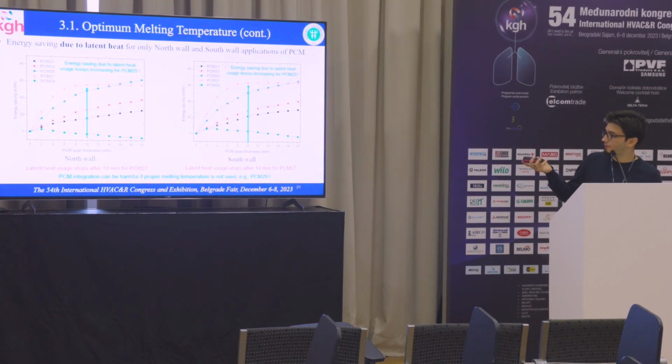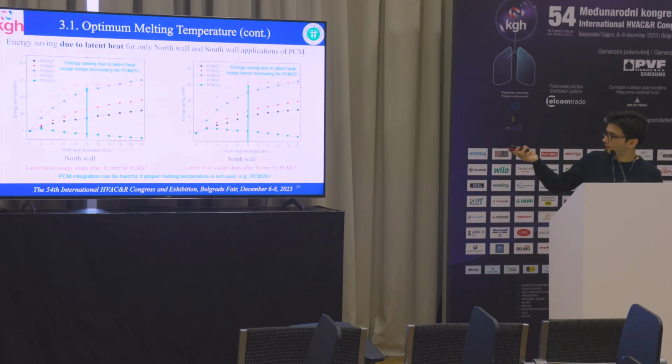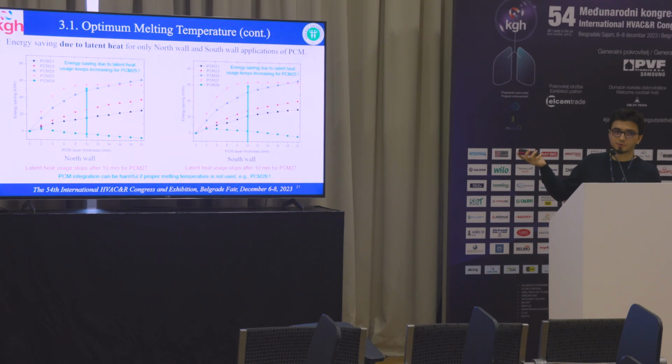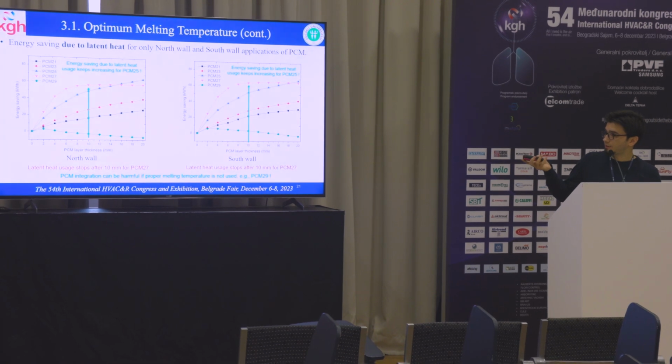And as we can see in the case of the green line here, PCM 29, PCM integration can be even harmful if a proper melting temperature is not used. That means if we use an improper melting temperature, for example 29 Celsius in the case of the green line here, it tries to keep the room temperature at 29 Celsius. Therefore, it increases our cooling loads and therefore energy loads. So it is very important to find the optimum melting temperature.